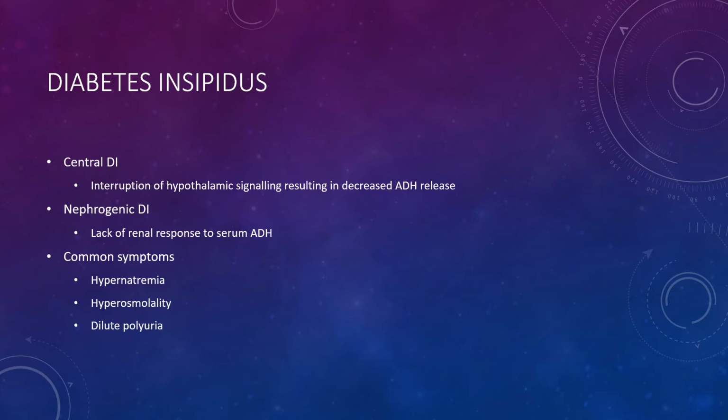Nephrogenic DI is characterized by a lack of renal response to serum ADH, which is associated with critical illness, antibiotics, or other renal insults. Common symptoms between them are hypernatremia, of course, hyperosmolality, and of course dilute polyuria.